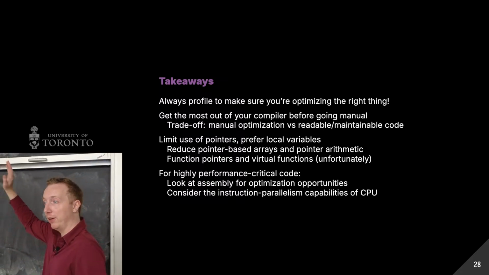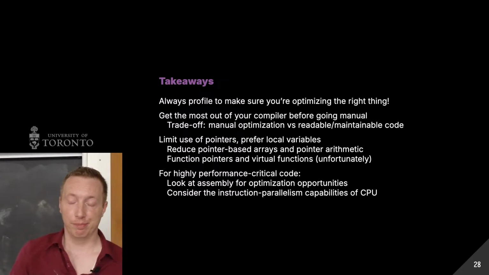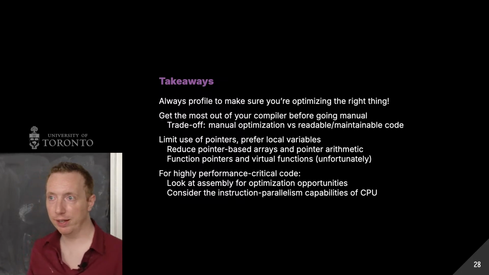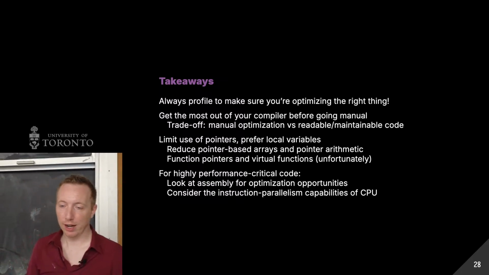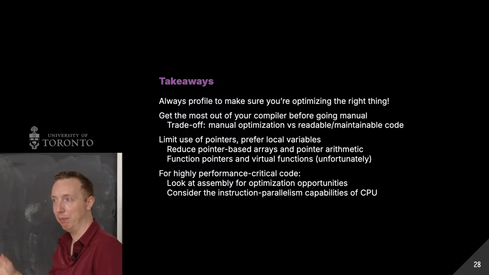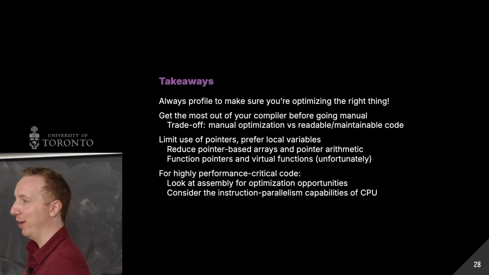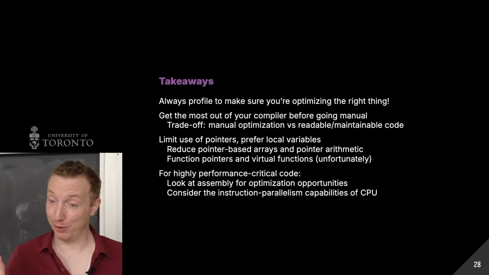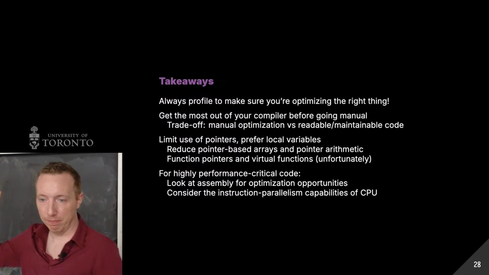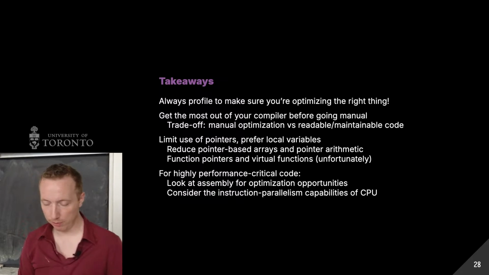Other takeaways: limit the use of pointers, prefer local variables. Using pointer-based arrays and pointer arithmetic doesn't make anything faster. Your compiler is really good at it. That's pretty much its main purpose. Try to avoid using function pointers and virtual functions. Virtual functions are actually pretty bad. Despite what any Java developer might tell you, don't listen to them. They are absolutely nuts. Virtual functions, if you can avoid them in C++, avoid them. They bring pointer arithmetic, function pointers that are really hard to reason about.